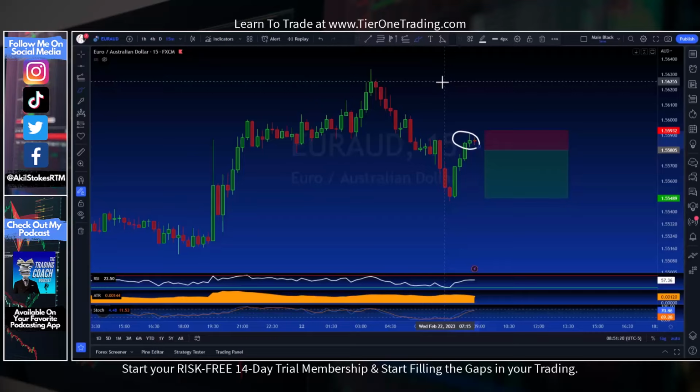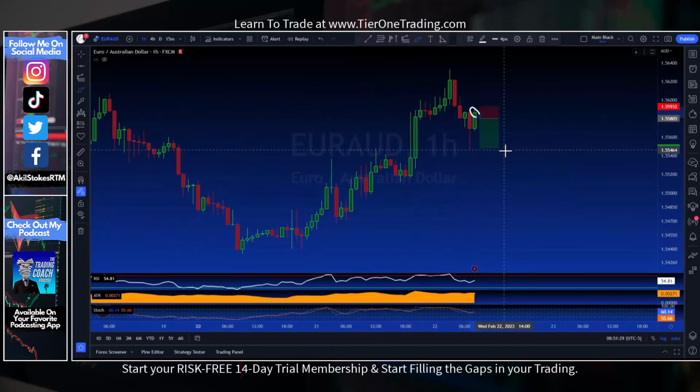So knowing that, man, I got this level of structure in the 15. I want to get short in the 15. Now, when you go to the hourly, now you're only looking for reasons to get short because you want to confirm what you want to do. So now it's like, okay.